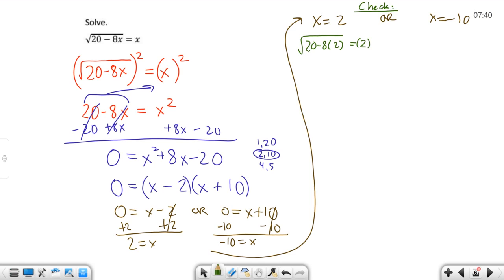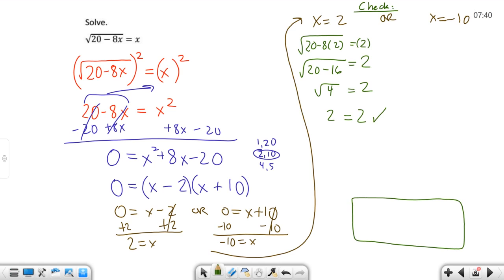All right, so let's go through here and just simplify the left-hand side. Square root of 20 minus 16, that's the square root of 4. What's the square root of 4? 2. Over here, do I need the parentheses around the 2? No, so it's just 2. And guess what? That checks out. So if I had an answer box down here, and if I don't, I'm going to box my answer, x equals 2 is there.